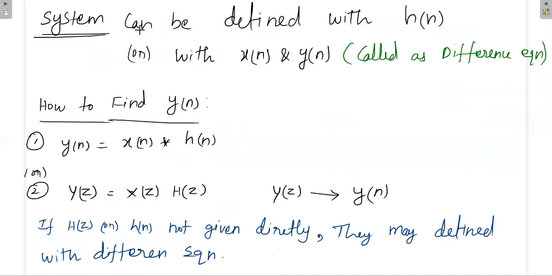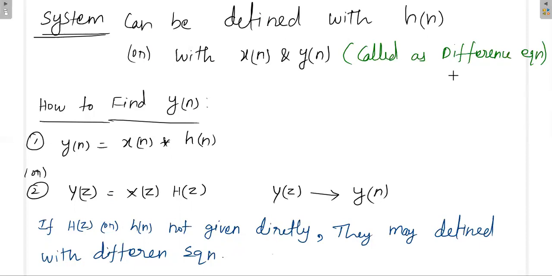In general, the system can be defined with h of n, or there is one more way. It may be defined with the help of the combination of the input and output. The combination of the input and output defines the system nature, because y of n definitely depends on the input as well as the system. So the system may be indirectly defined in terms of x of n and y of n. That is called a difference equation. A difference equation is an equation which consists of only x of n and y of n, but there may be some delays like n minus 1, n plus 1, and so on.